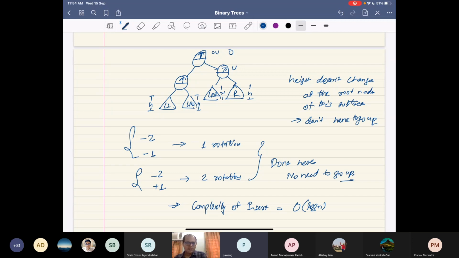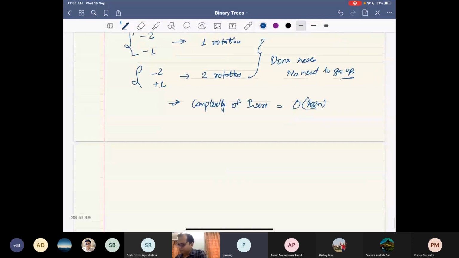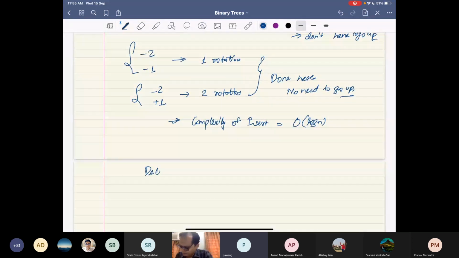Now delete is more complicated. We will not cover that. In delete, what we will see is that it will need at most order log n rotations in the worst case. But even if you need order log n rotations in the worst case, what does that mean?